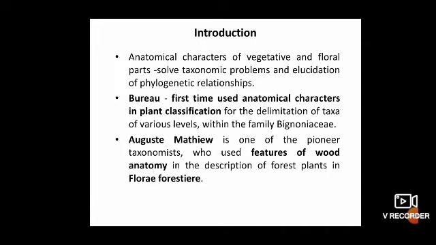Anatomical data has not only been useful at the higher levels, but in certain instances they have been successfully employed even at the specific level, species level. Auguste Mathieu is one of the pioneer taxonomists who used features of wood anatomy in the description of forest plants in his book Flore Forestier.